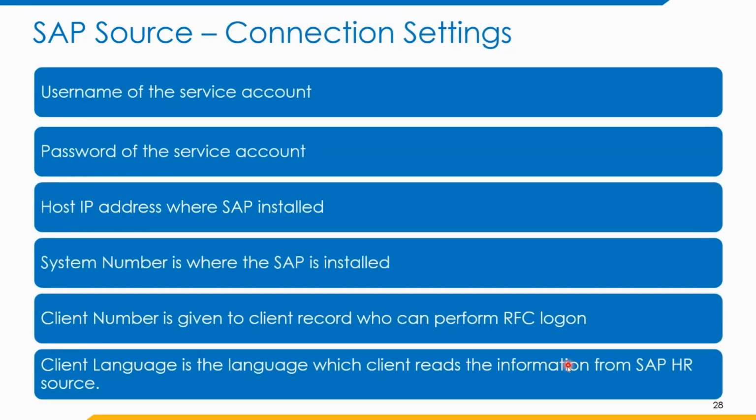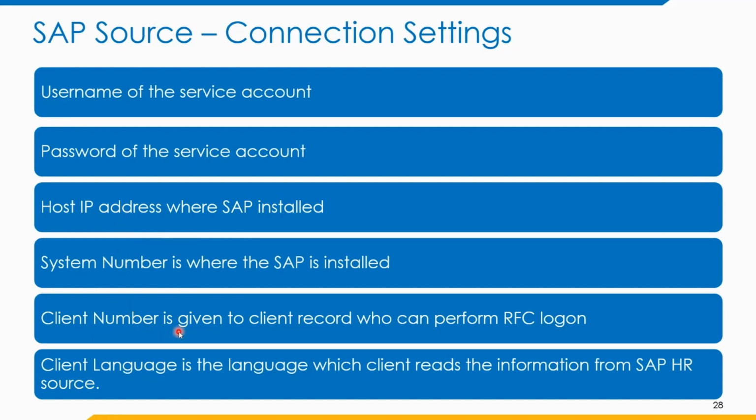Coming to connection settings, as in the prerequisites, we already have a service account in place. So in the connection settings, we need to fill the username of the service account and password of that service account, and also the host IP address where the SAP is installed, and the system number where the SAP is installed. So these are the main two things with respect to the SAP system. This is the IP address of the SAP system and the system number. Now, this is a three-digit number that is given for each and every SAP that is installed. So these need to be configured, and also a client number.